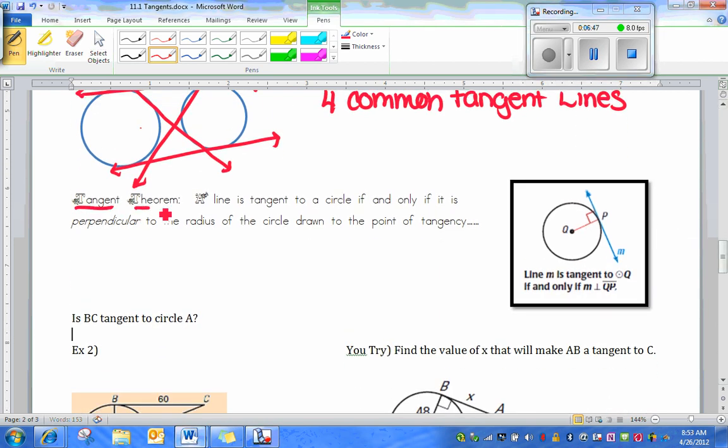The next thing we're going to talk about is an important theorem that goes along with tangent lines, and here's what it says. A line is tangent to a circle if and only if it's perpendicular to the radius of the circle drawn to that point of tangency. So I kind of drew the picture here, and we already talked about it when we were doing the definition. So what we'll do is some applications, but it's really important for you to know that the tangent line will always be perpendicular to the radius at its point of tangency.